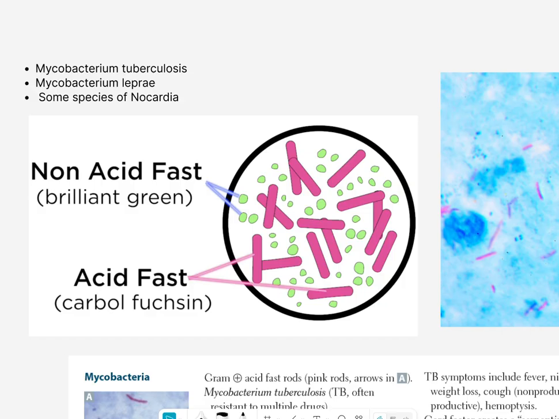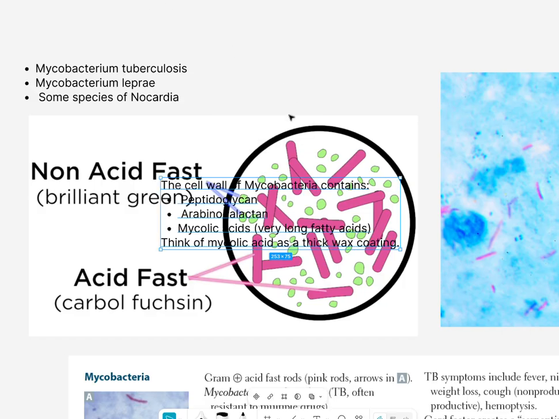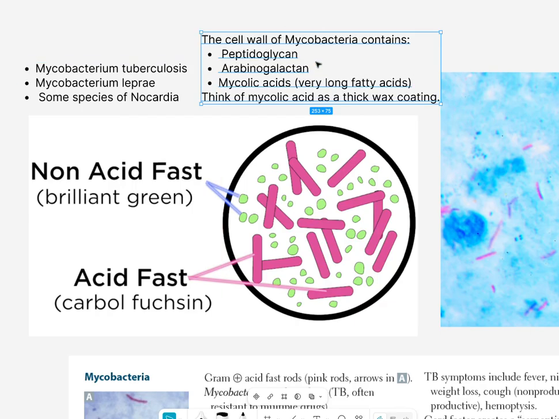The cell wall of Mycobacteria contains peptidoglycan, arabinogalactan, and mycolic acid. Mycolic acids are like very long fatty acids, and they're basically a thick waxy coating, and that basically helps the staining of acid-fast bacteria.